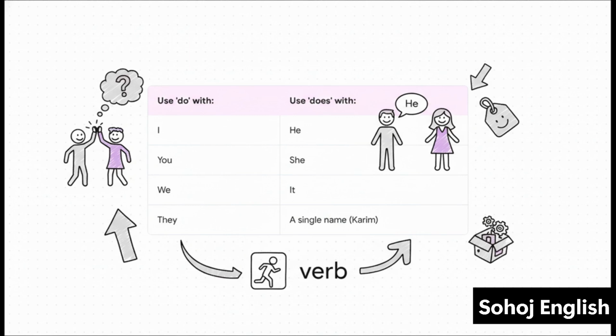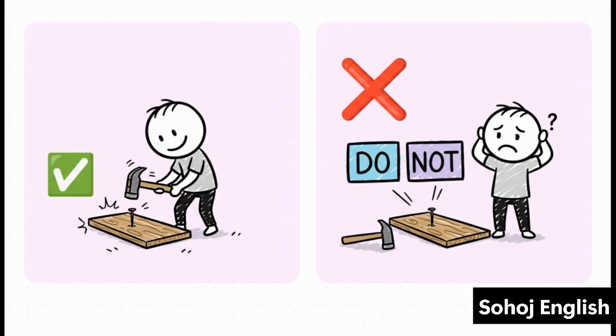And believe it or not, this rule is even simpler. If you're talking about he, she, or a single person's name, you use does. For everyone else, I, you, we, they, you just use do. That's it.